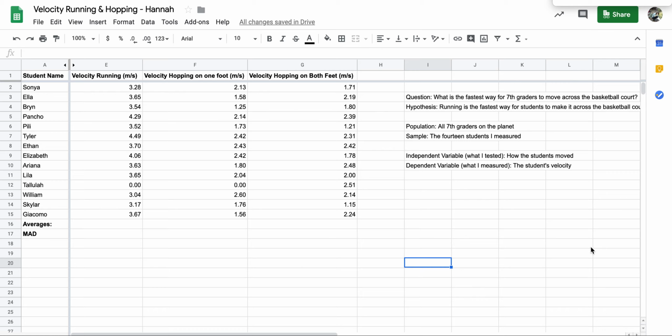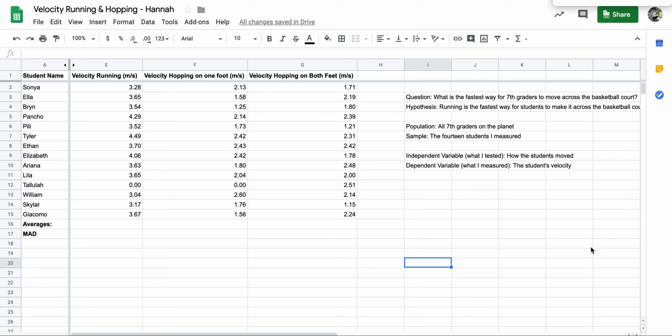Hi folks. Today I'm going to teach you how to use Google Spreadsheets to calculate averages and mean absolute deviation in your data. So here I have a data set from a quick and easy experiment I ran. I was interested in the question of what is the fastest way for 7th graders to move across the basketball court. My hypothesis was that it would be faster for my 7th graders to run across the court than it would be for them to hop either on one foot or on both feet.